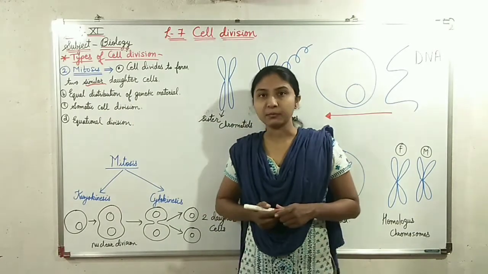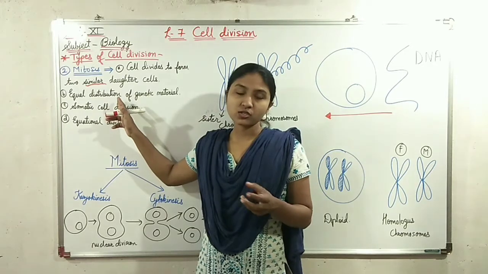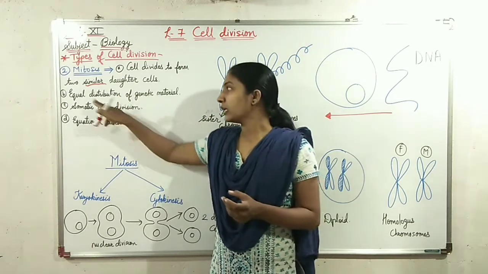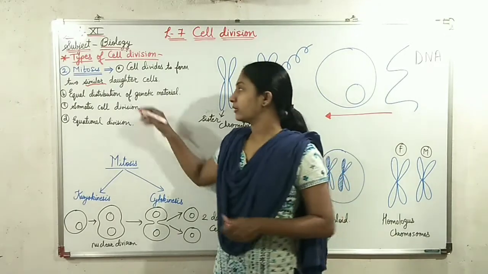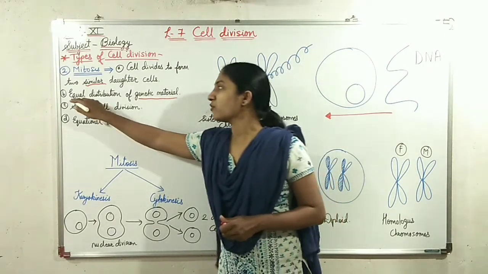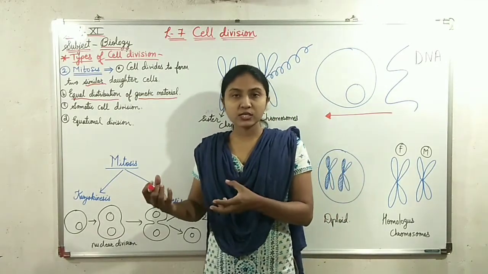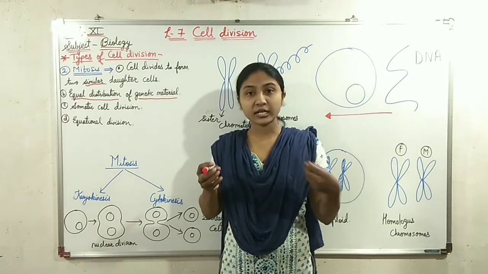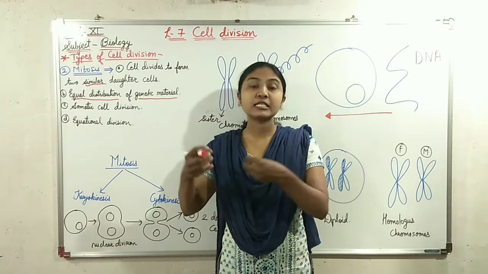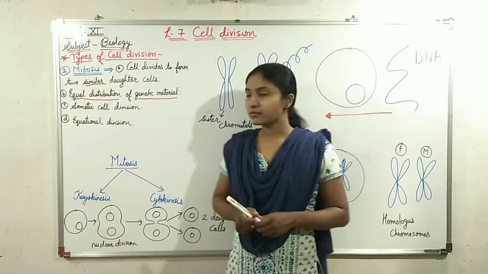They are the same. Second, in the process of mitosis, equal distribution of genetic material is done. Here, in the two daughter cells which are formed, the genetic material, that is DNA, is equally distributed among those two daughter cells.